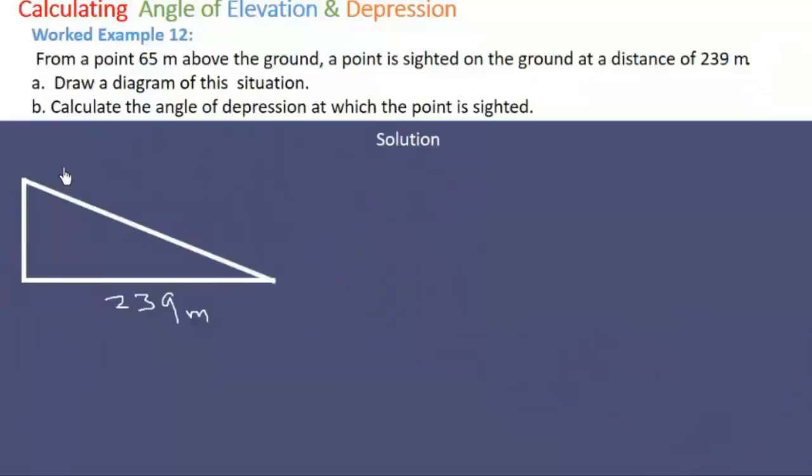So there's an angle that is created over here. That's the angle of depression. So let that angle be theta. Then it must be equal to this angle by the alternate angles property. Now the height of this is 65 meters.